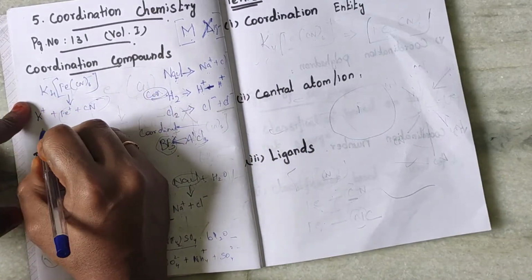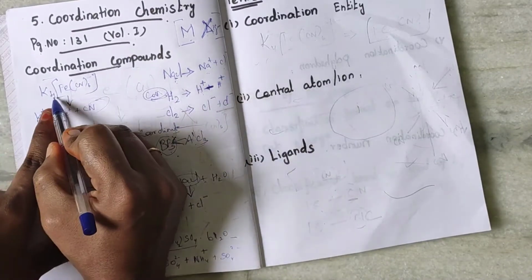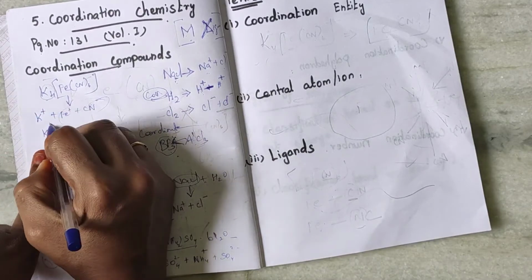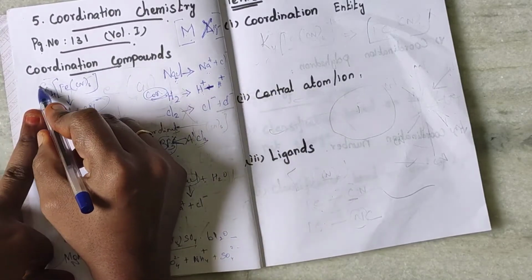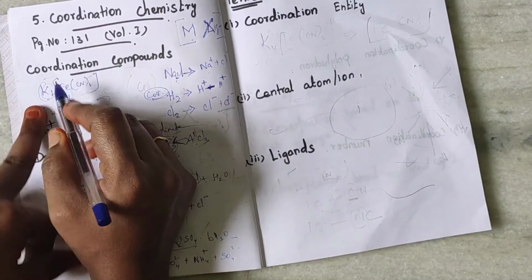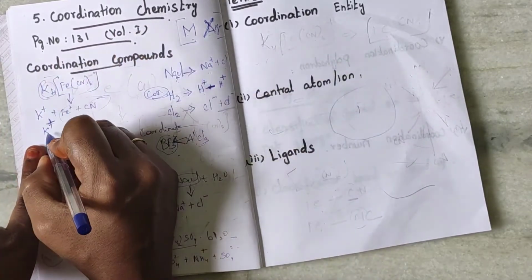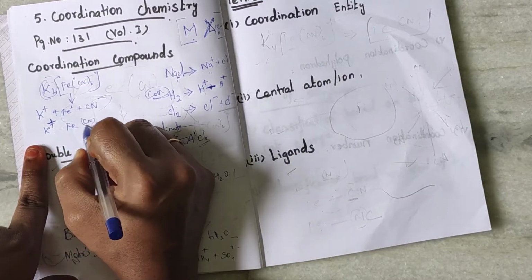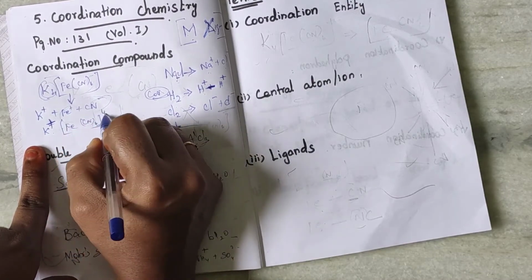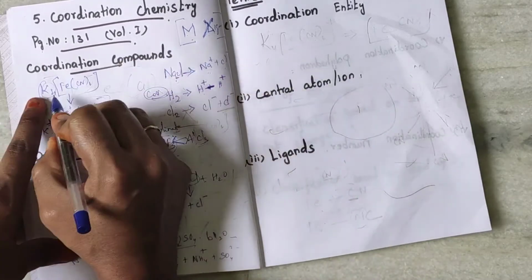It gives the outer ion, which is the cation, the first ion. Already we know that one is the cation and the second part is the anion. So K plus is the cation, and Fe(CN)6 4 minus is the anion.